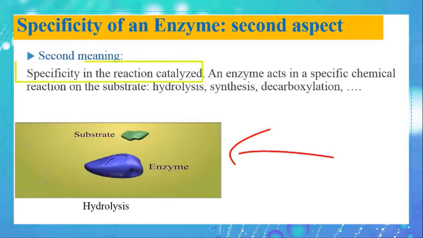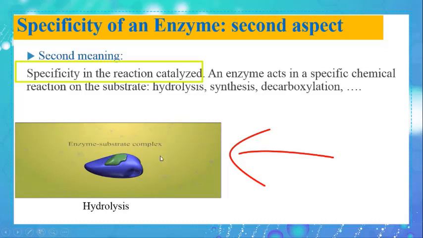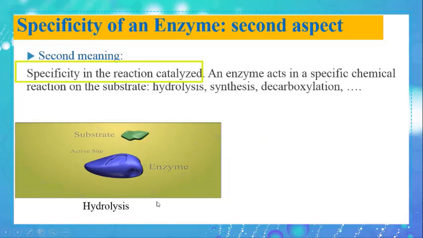For example, look here. We have an enzyme that catalyzes a reaction. One substrate is fixed in the active site of the enzyme. At the end, two products are got. This is a hydrolysis reaction. So here the enzyme is catalyzing a hydrolysis reaction.